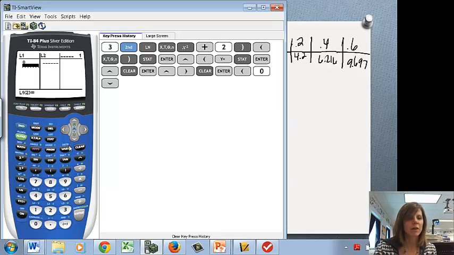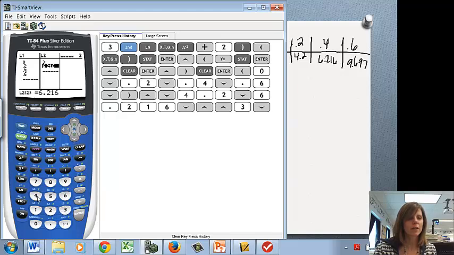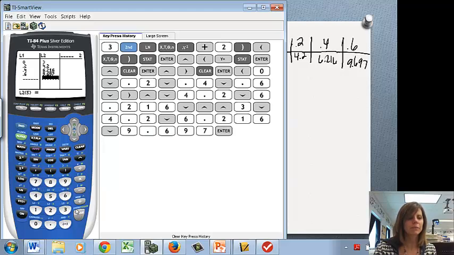I'm going to do my x's first: 0, 0.2, 0.4, and 0.6. And then let me enter my y values. My y values were 4.2, and then 6.216, and then 9. Oopsie, guess what I did? I didn't enter my 0, so it should be 0, 3. Here we go: 4.2, 6.216, and 9.697. All right, so we've got the points in there.